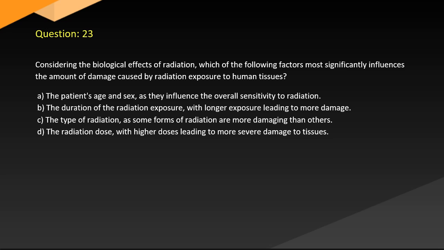Question 23. Considering the biological effects of radiation, which of the following factors most significantly influences the amount of damage caused by radiation exposure to human tissues? A. The patient's age and sex, as they influence the overall sensitivity to radiation. B. The duration of the radiation exposure, with longer exposure leading to more damage. C. The type of radiation, as some forms of radiation are more damaging than others. D. The radiation dose, with higher doses leading to more severe damage to tissues.